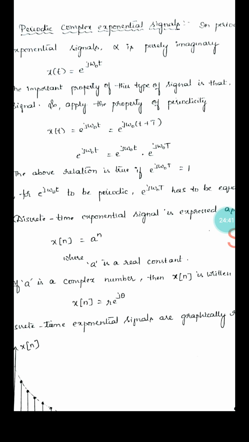This is the exponentially decaying function for a discrete time exponential signal. This is graphically represented as an exponentially rising function. Just concentrate on e to the power of minus alpha t, which is a decreasing exponential. If it is increasing, it is simply e to the power of alpha t. These are the two basic signals.